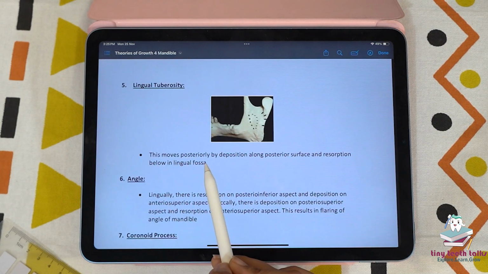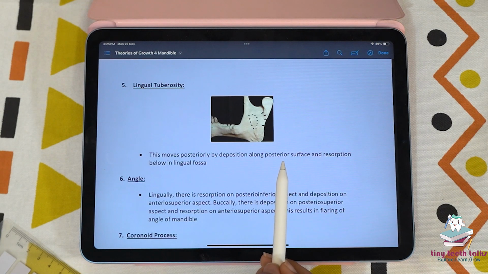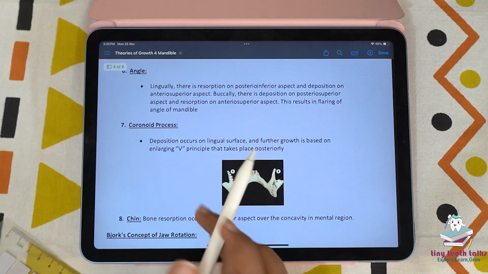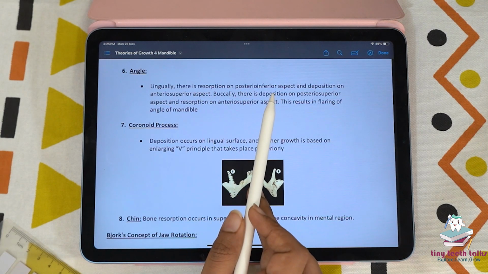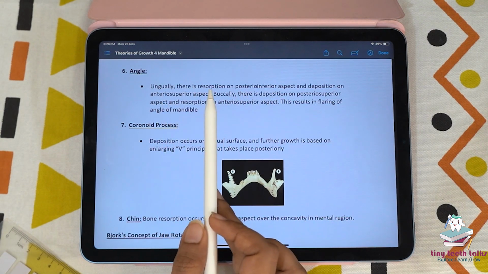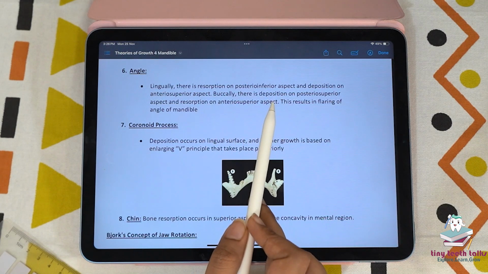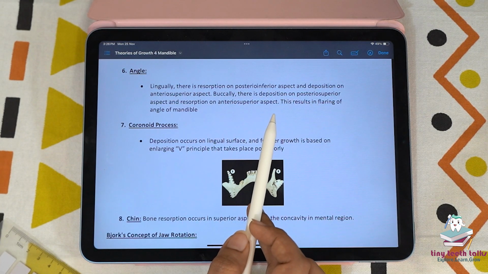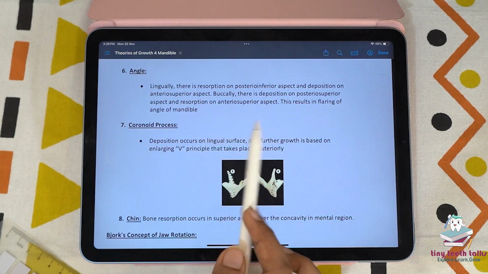Lingual tuberosity. This moves posteriorly by deposition along the posterior surface. Resorption is below the lingual fossa. Angle. Lingually, there is a resorption on the posterior inferior aspects and deposition on the anterior superior aspect. And buccally, there is a deposition on the posterior superior aspects and resorption on the anterior superior aspects. This results in the flaring of the angle of the mandible.